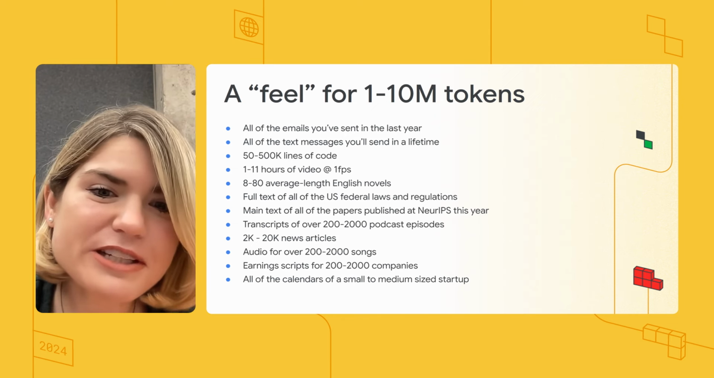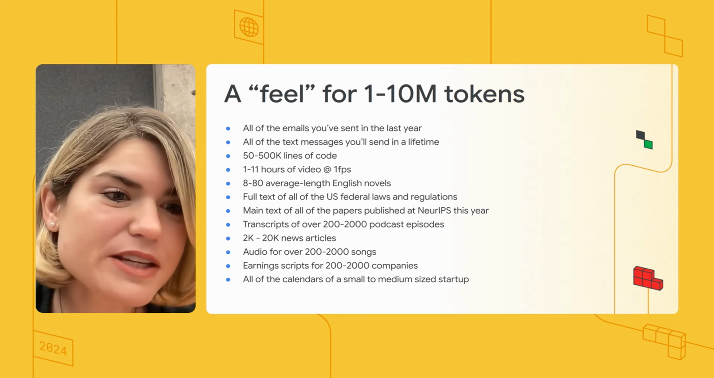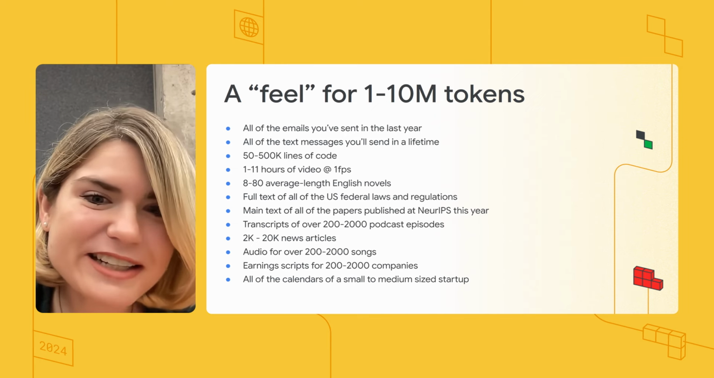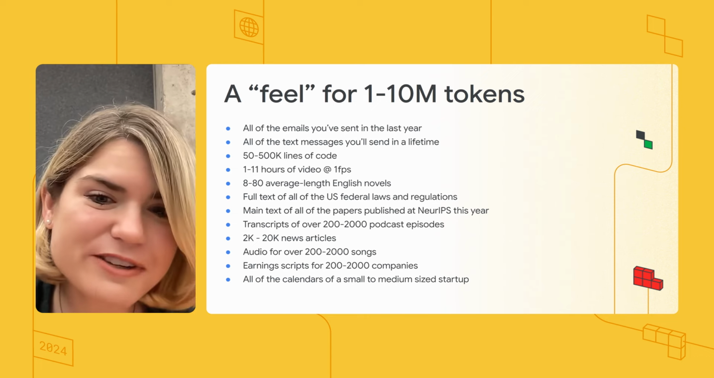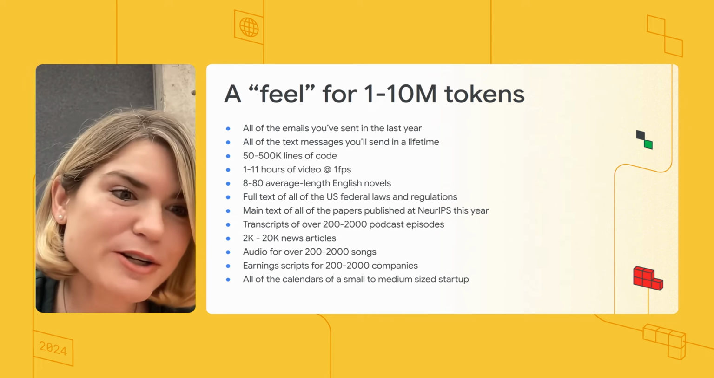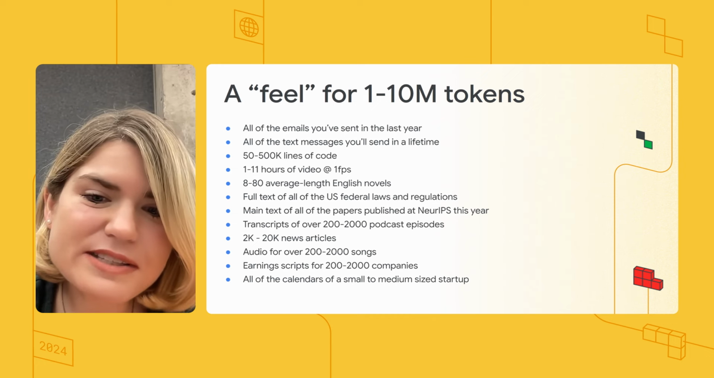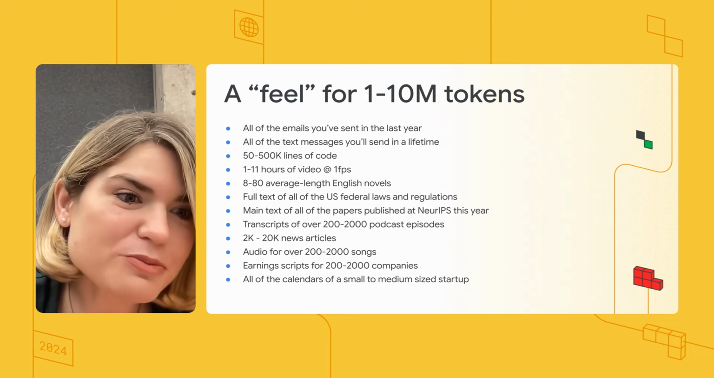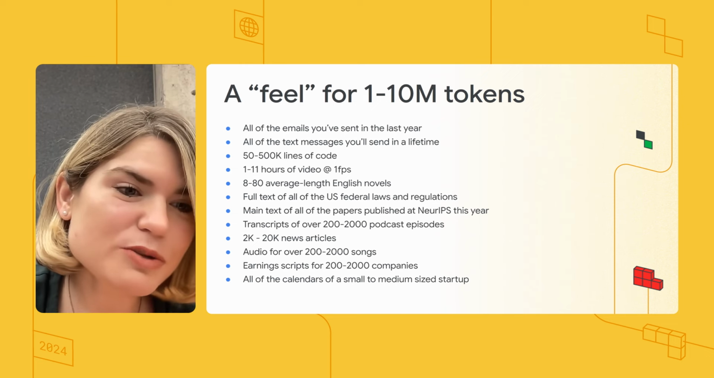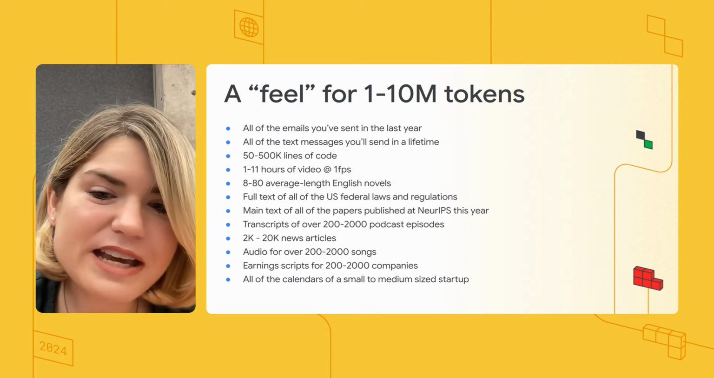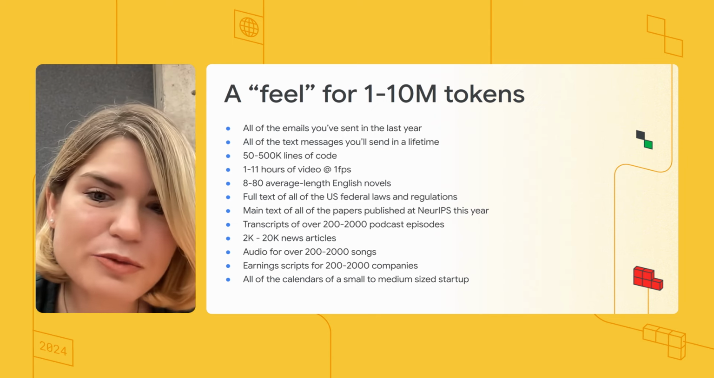So 1 million tokens is really all of the emails that you've sent in the last year. Every text message that you'll send in a lifetime, hours and hours of video, many of the papers that are published at NeurIPS this year, as well as hundreds, if not thousands, of songs. So just imagine what you can do just being able to give Gemini all of that information all at once, and to be able to see how it uses it in real time.